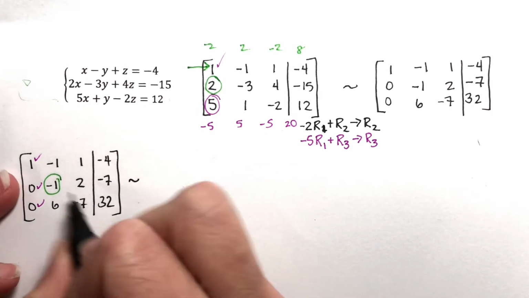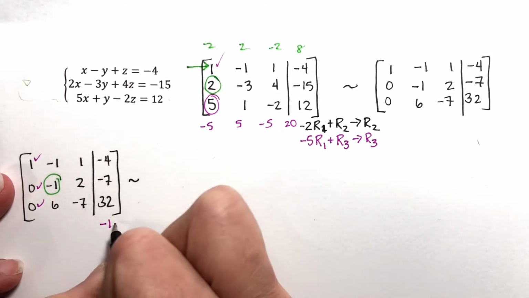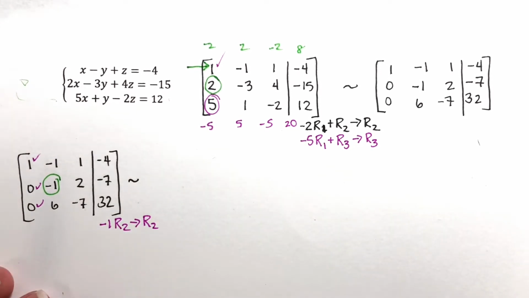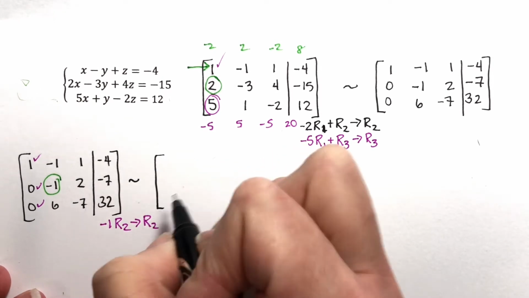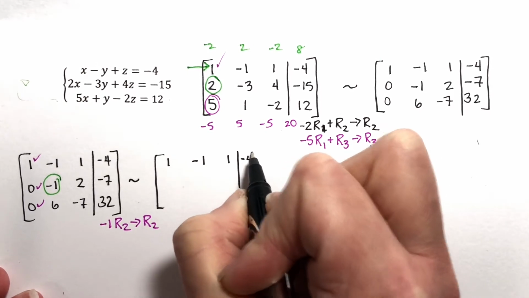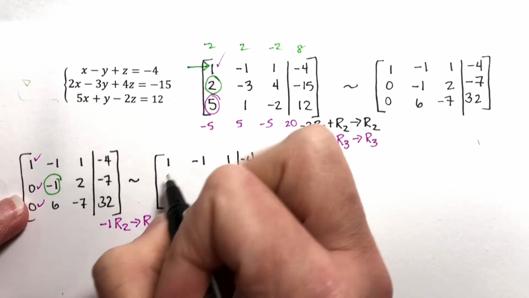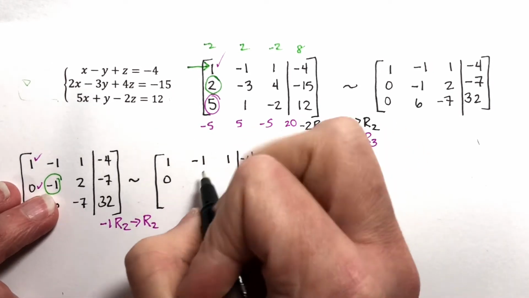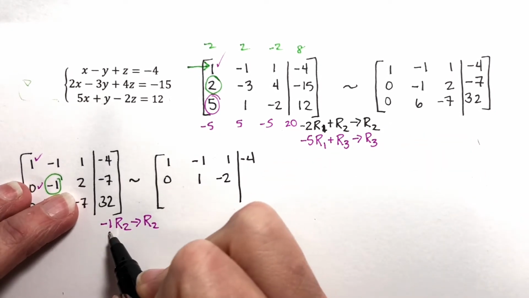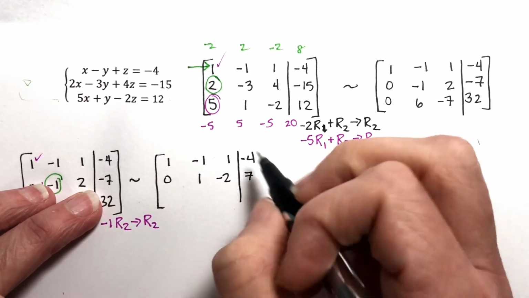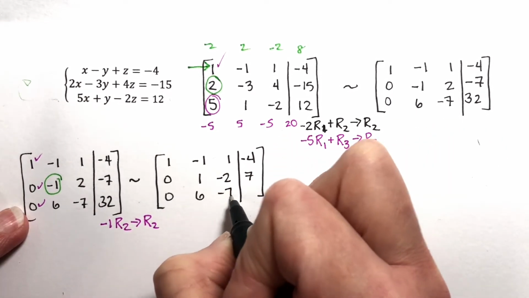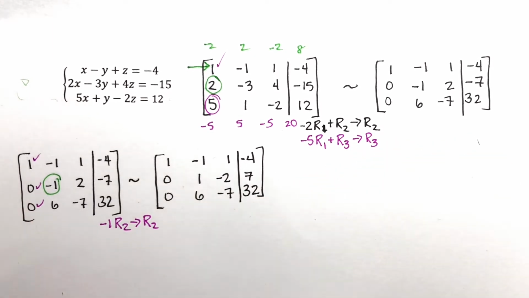So what would I do? I'm going to multiply by the reciprocal, which is -1. -1 times row 2, and I'm going to write that where row 2 is now. My first row is not changing. -1 times 0 is 0. -1 times 1 is 1. -1 times 2 is -2. And -1 times -7 is positive 7. And I'm not changing my 3rd row either. Okay?